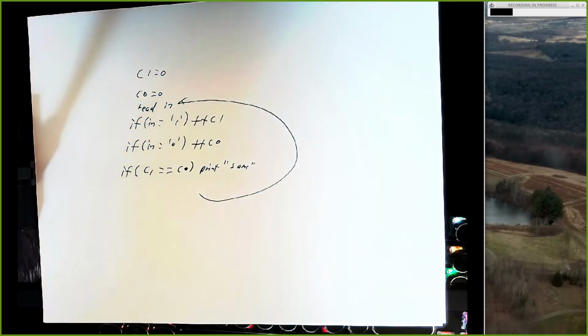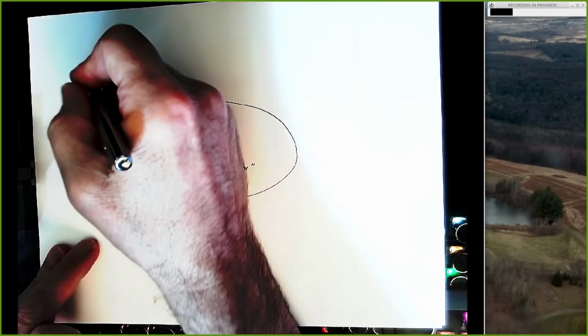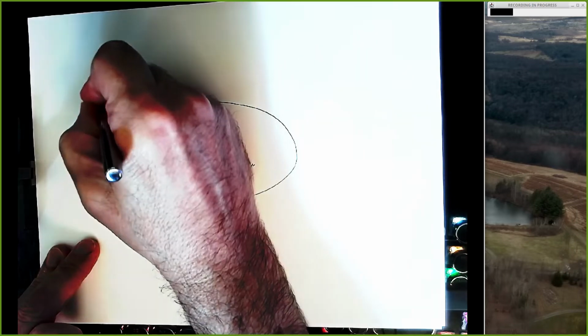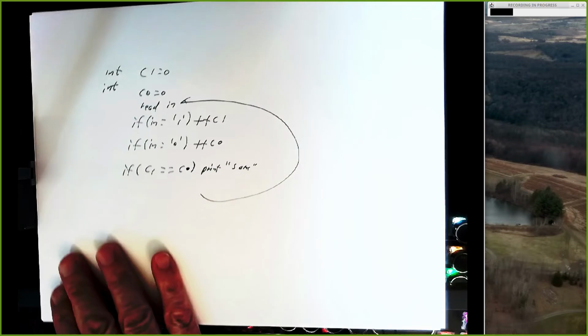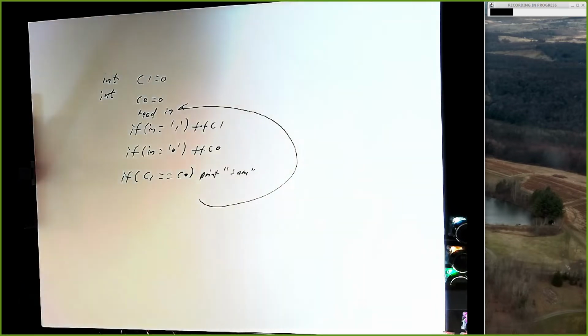Alright, let me ask you another question. How should I declare C1 and C0? What type of variable should I use? And I'll make them ints. Well, but even then, you'd need more of an infinite bucket, because you'd end up overflowing an int eventually if you kept it going long enough, right?